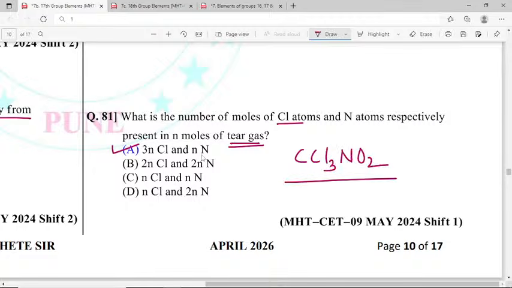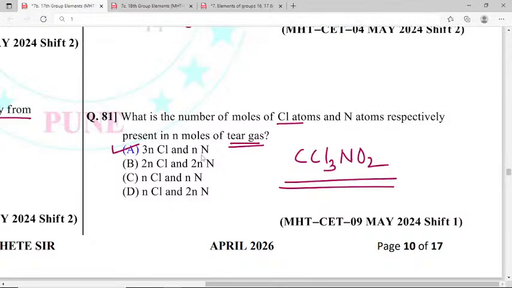CCl3NO2 is called tear gas. In that tear gas, how many chlorine atoms? 3 mole atoms, and nitrogen has 1 mole atom. So 3 atoms of chlorine and 1 atom of nitrogen, represented as 3n and n if n mole of tear gas is given.